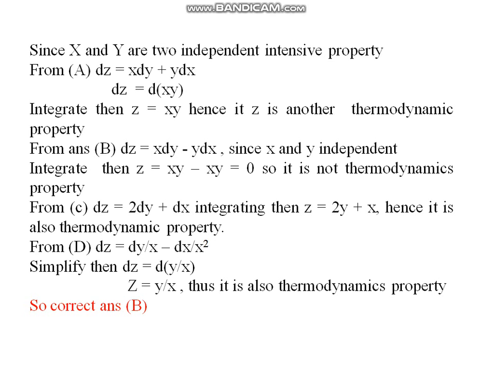In option B, dz equal to x dy minus y dx. Since x and y are independent, then integrating, z equal to xy minus xy equal to 0. So 0 is a numeric value, so it is not a thermodynamic property. So the correct answer is B.